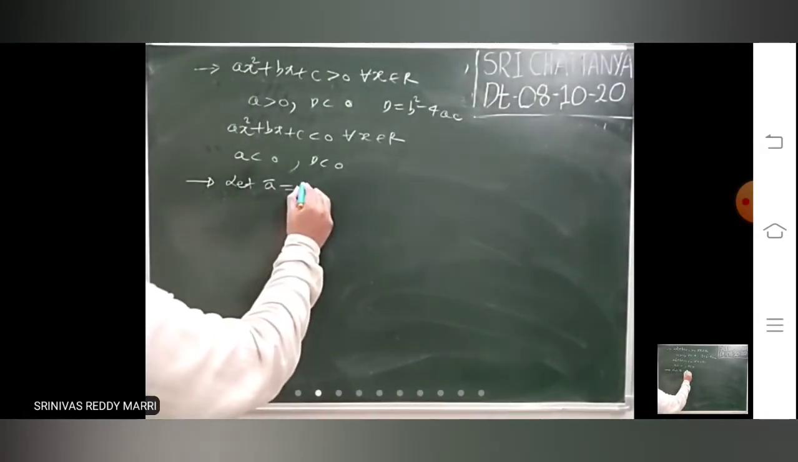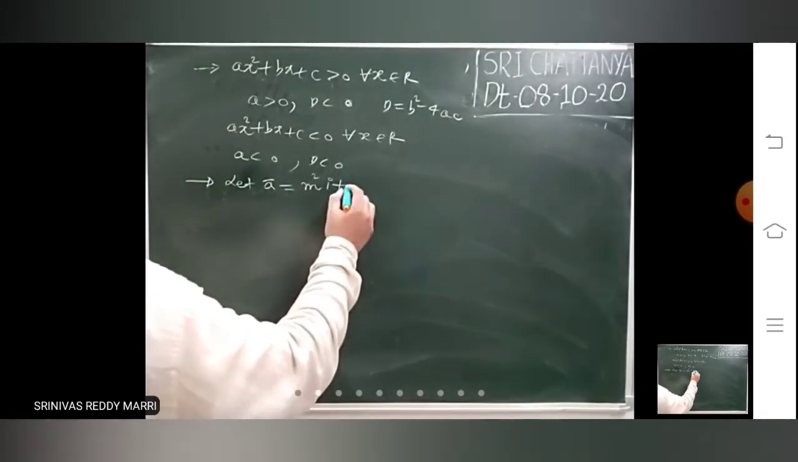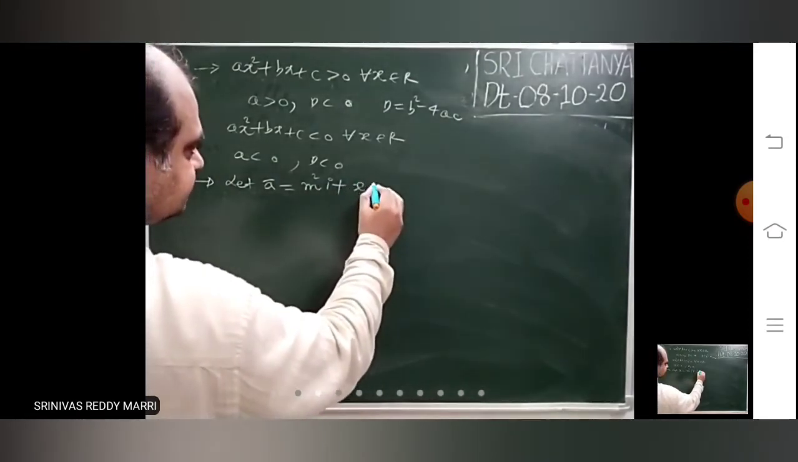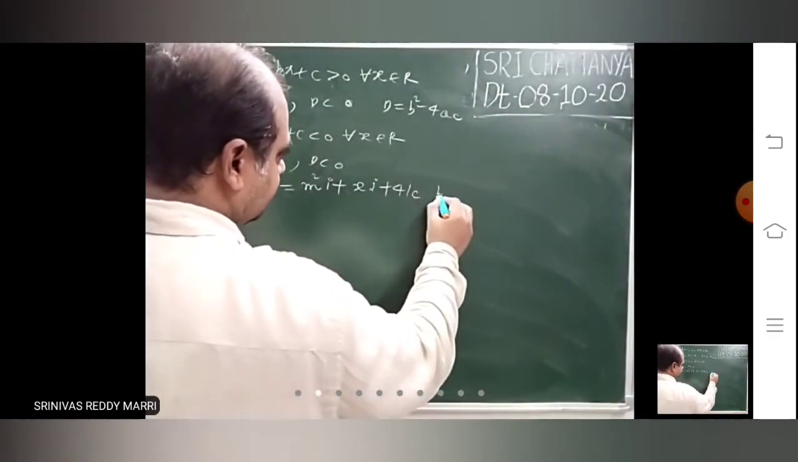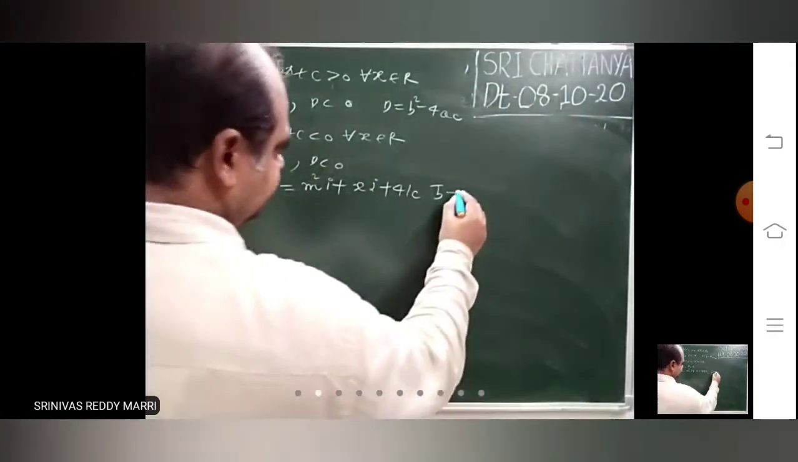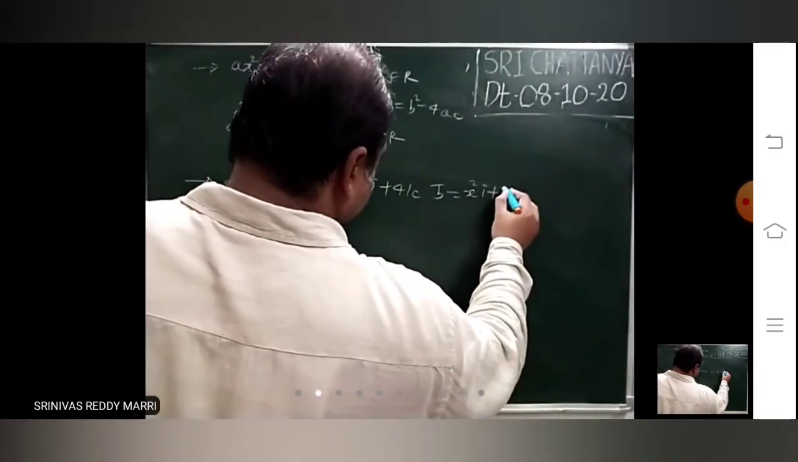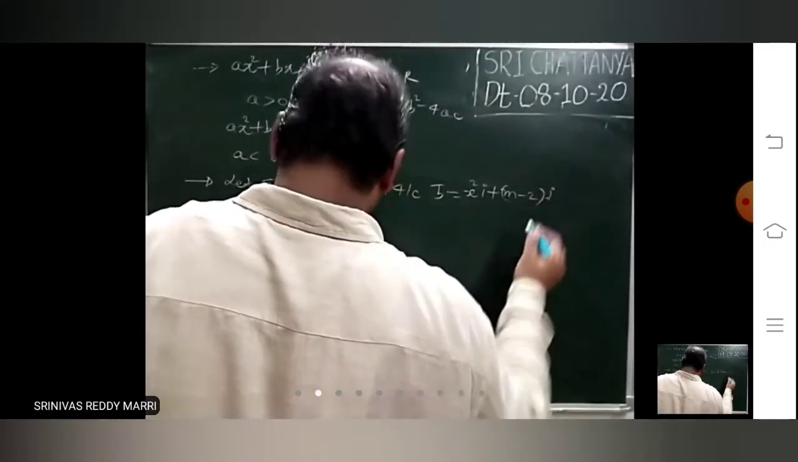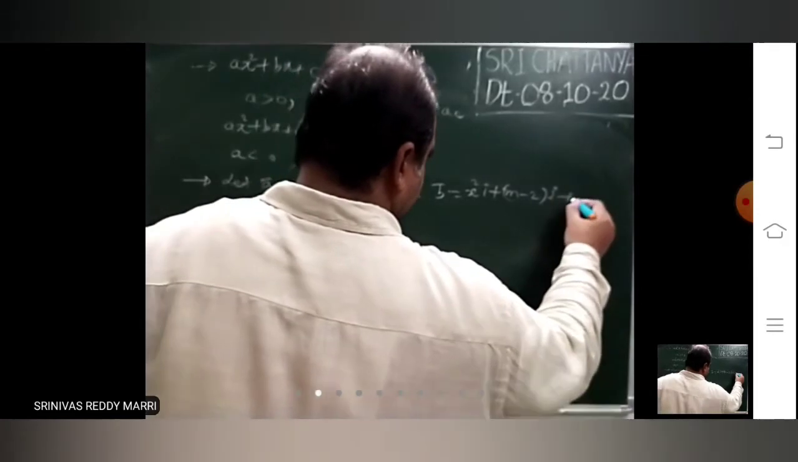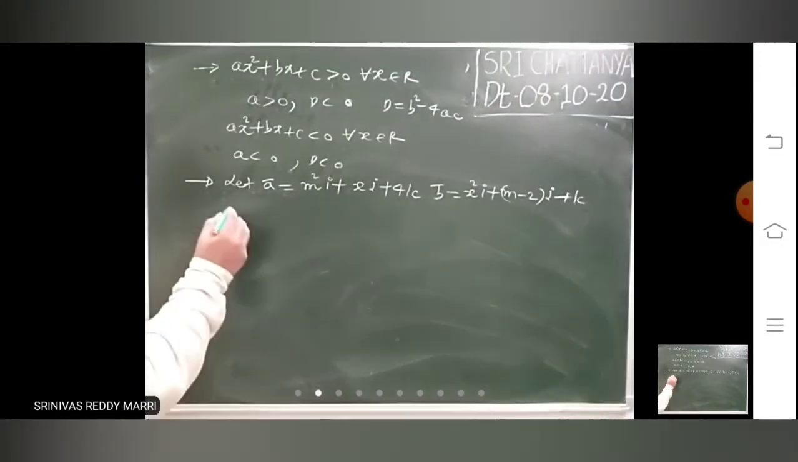Let A bar equals m square i plus x j plus 4k, and B bar equals x square i plus (m minus 2) j plus k. Two vectors are given like this.